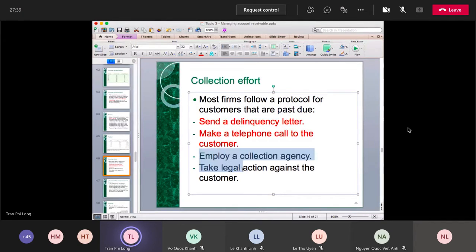So the company will rarely use the two actions here, except when the account receivable is very huge. That's why, if you remember, when we decide whether or not to give trade credit to a customer, if the customer fails to pay us one time, we will never provide trade credit to them anymore. We don't want to lose money anymore.